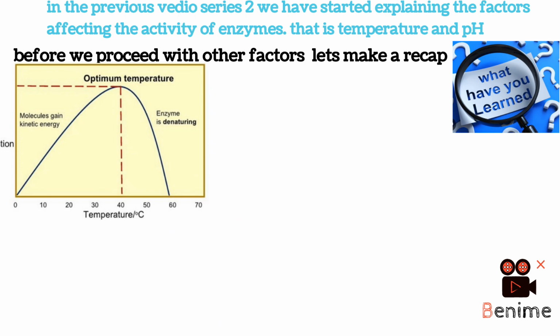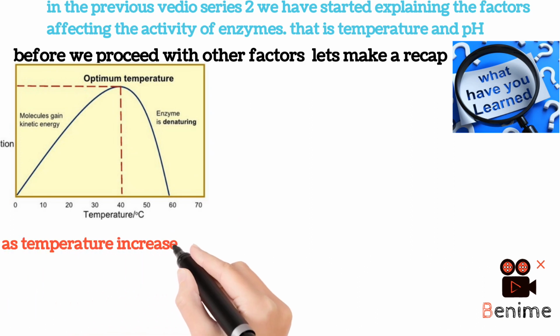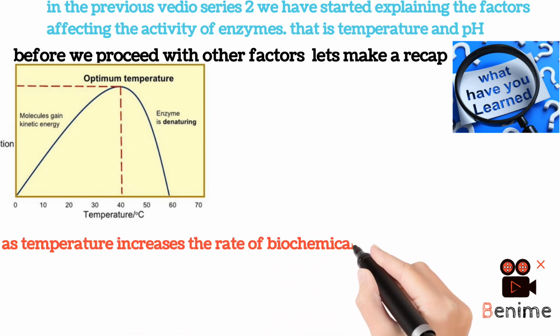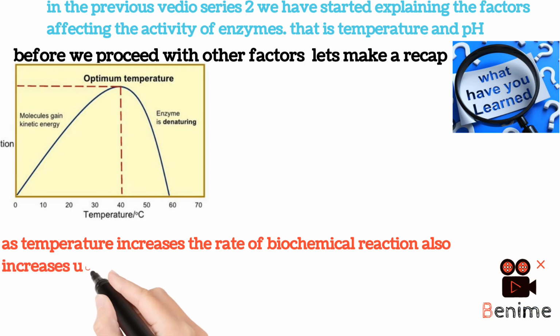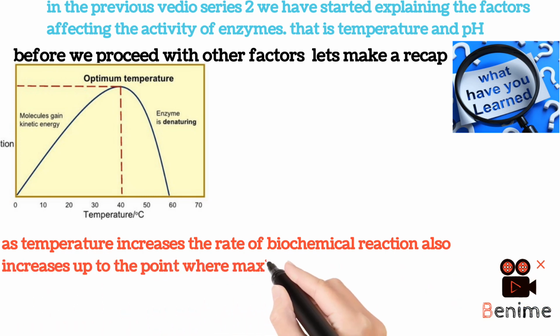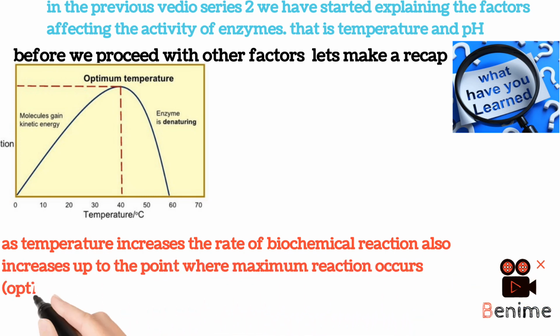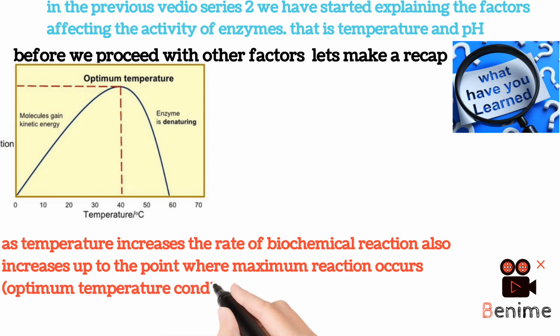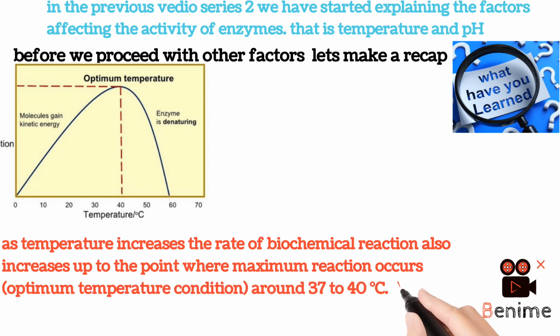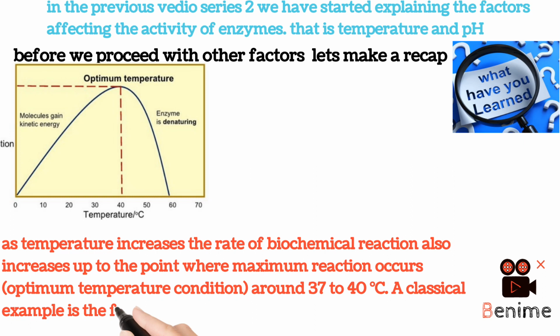Temperature. At the initial stage of a biochemical reaction, increase in temperature causes increase in the rate of biochemical reaction up to a stage where the biochemical reaction is at peak level. The temperature range is 37 degrees Celsius to 40 degrees Celsius. A clear and classical example of this is the fermentation temperature at 37 degrees Celsius.